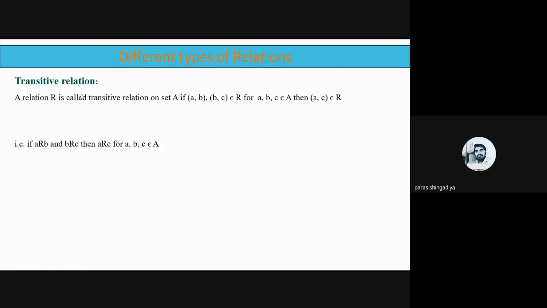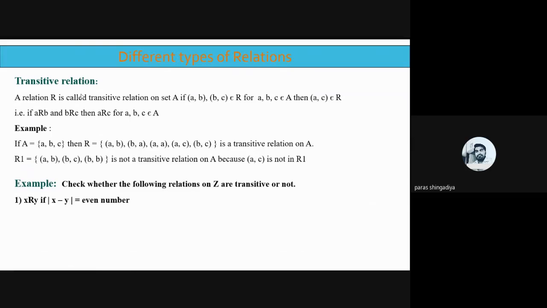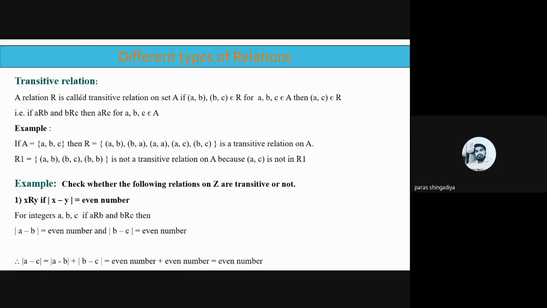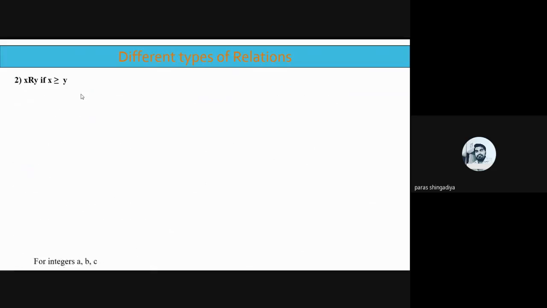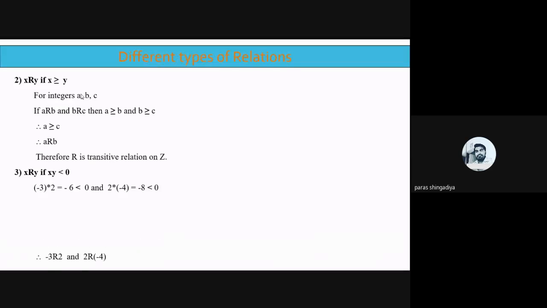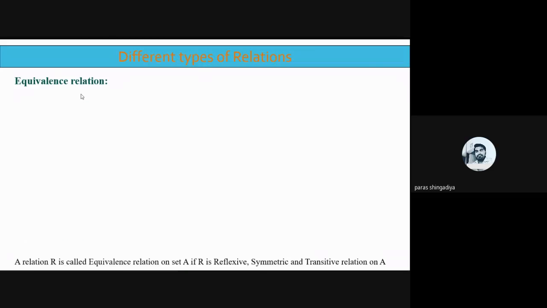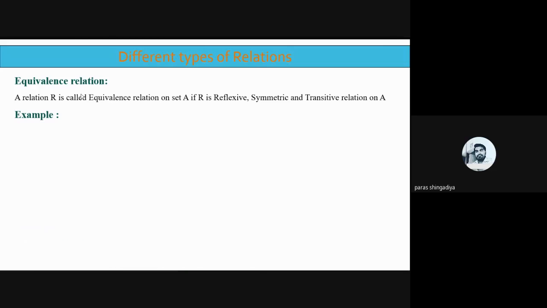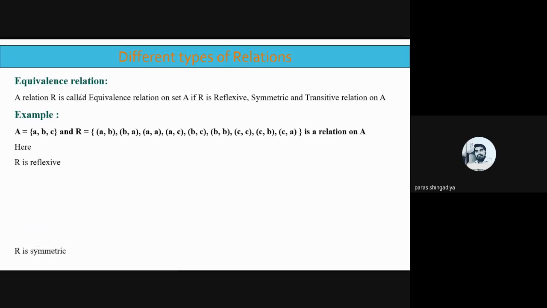The next part is the transitive relation: if (a, b) belongs to R and (b, c) belongs to R, then based on these 2 relations, (a, c) should also belong to R. And there are examples, and based on these relations, we can define the equivalence relation. What is the definition of equivalence? If it satisfies the 3 relations, reflexive, symmetric, and transitive, then such a relation is known as an equivalence relation.